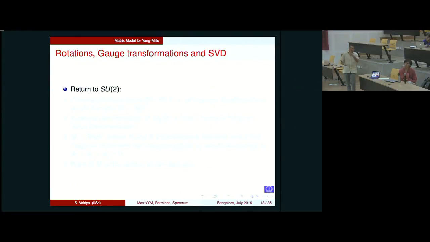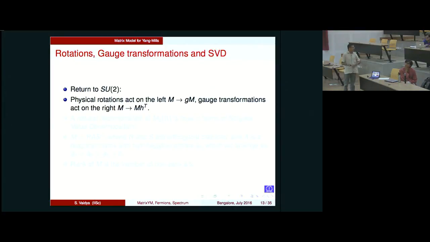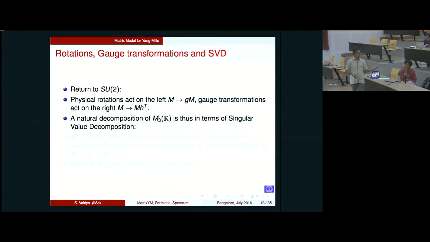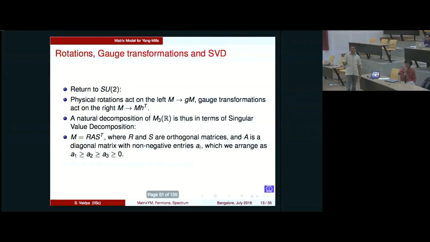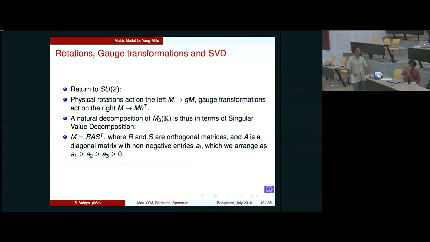So from now on, I'm going to stick only to SU2. For SU2, the physical rotations act from the left of the matrix, and gauge transformations act on the right. The matrix M is a 3x3 matrix, an arbitrary 3x3 real matrix, not necessarily diagonalizable or anything. But because it is a 3x3 matrix, it admits a very natural decomposition in terms of its singular values. You can write it as R A S transpose, where R and S are orthogonal matrices, and A is a diagonal matrix with non-negative entries, which you can choose to order in decreasing order. So you can think of this M as being made up of a physical rotation R, a gauge transformation S, and non-compact gauge invariant variables A1, A2, A3.